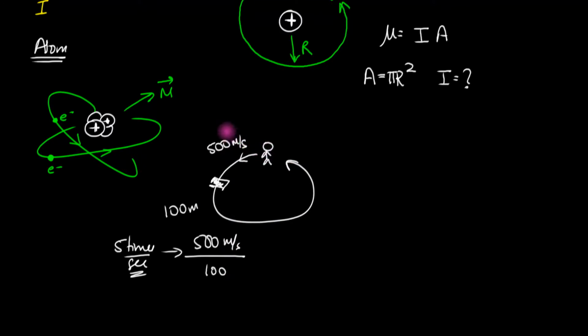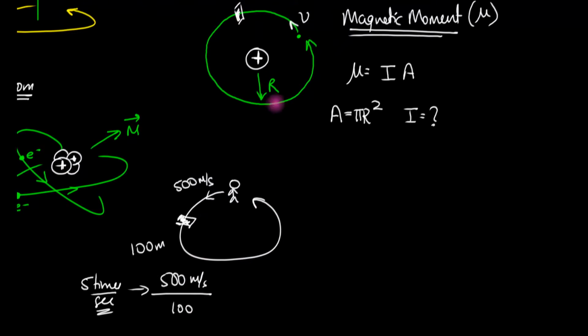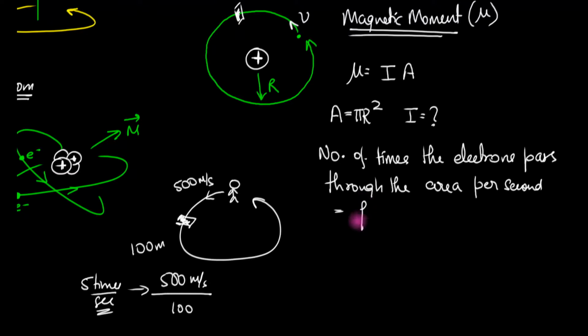Well, we're going to do something very similar over here. If I want to calculate how many times electrons pass through this area per second, I just have to divide the velocity of the electron by the distance it travels, and that's the circumference. So the number of times an electron passes per second, I'm going to call it f. F stands for frequency, because that's what the number of times per second is called.